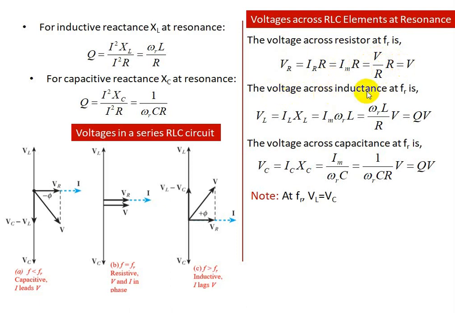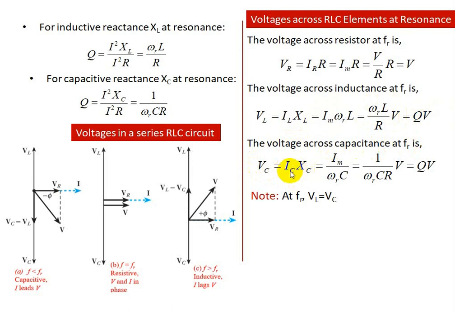The voltage across inductance at fr. VL will be equal to IL into XL, the current through the inductor multiplied by XL. Since all the elements are connected in series, the current will be the same, that is Im. So Im into XL, where XL is written as omega r into L. Replacing Im by V by R, we get omega r L into V by R. Here we know that omega r into L by R is nothing but Q. So Q into V.